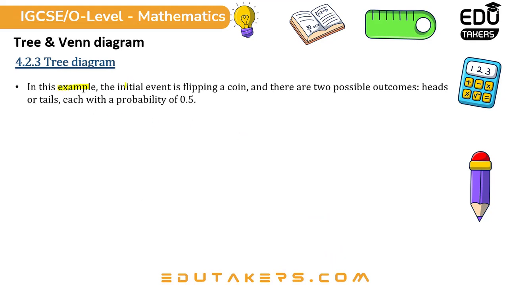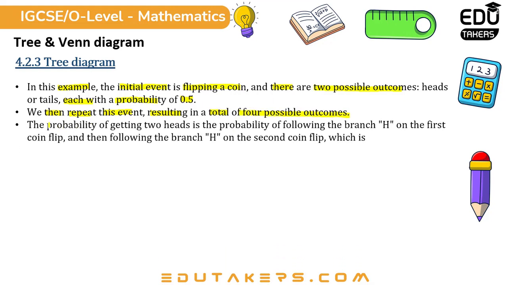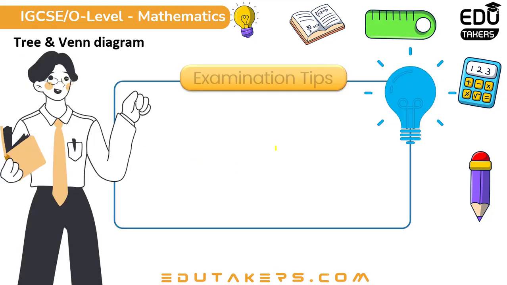In this example, the initial event is flipping a coin and there are 2 possible outcomes, heads or tails, each with a probability of 0.5 or 1/2. We then repeat this event, resulting in a total of 4 possible outcomes. The probability of getting 2 heads is the probability of following the branch head on the first coin flip and then following the branch head on the second coin flip, which is 0.5 times 0.5 equals 0.25.